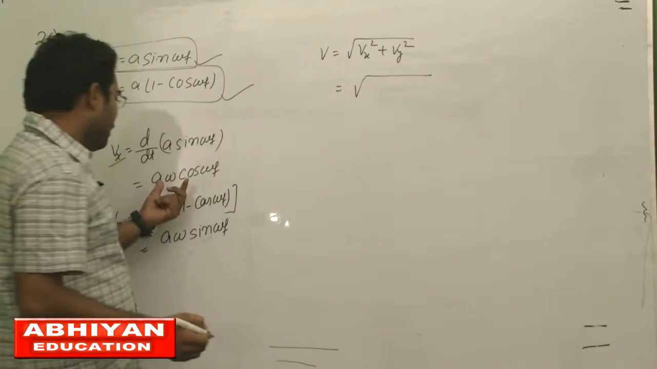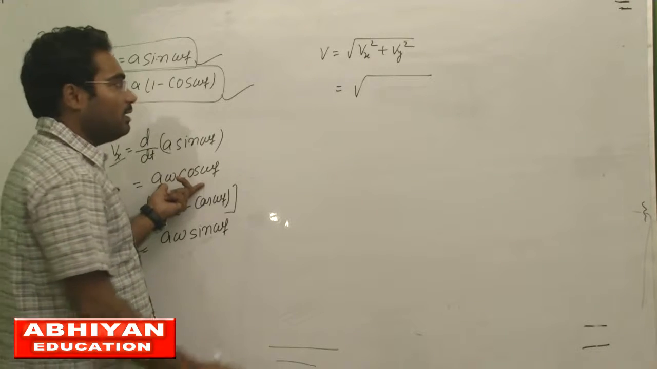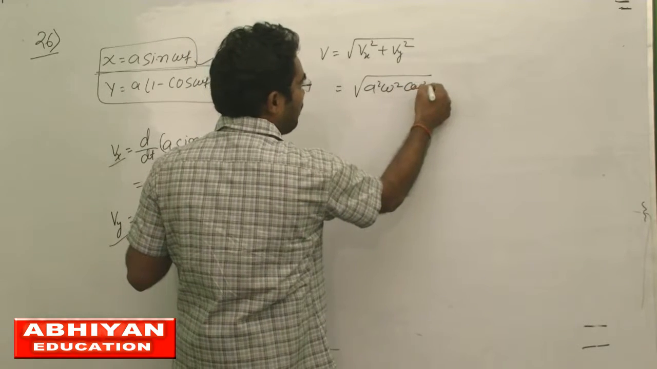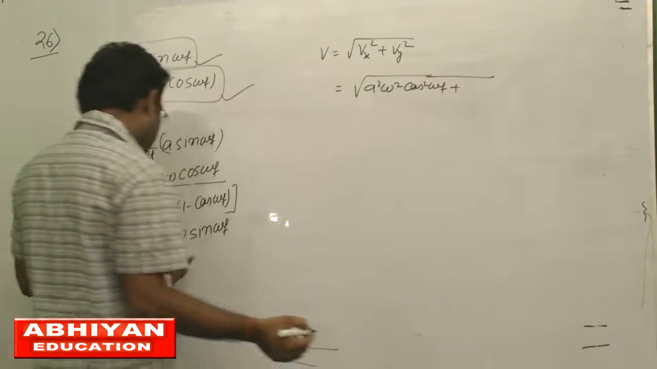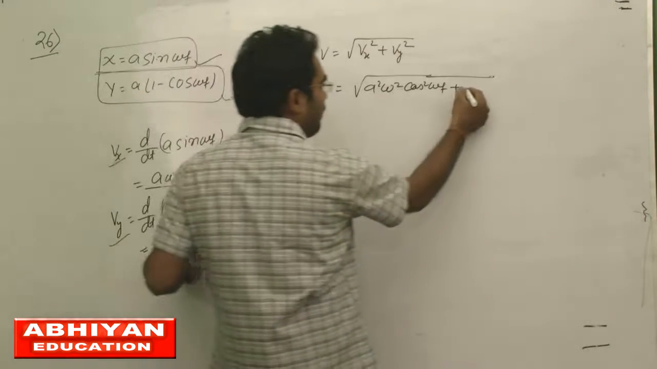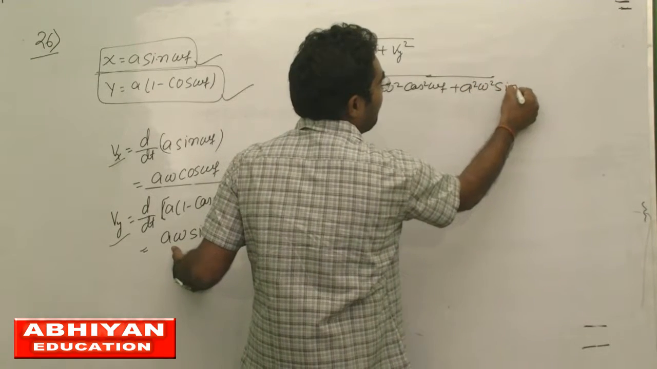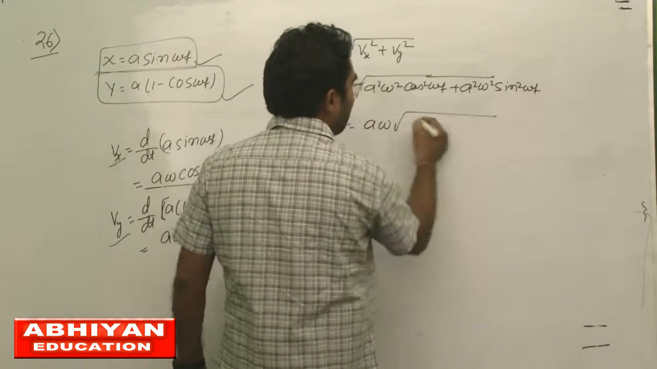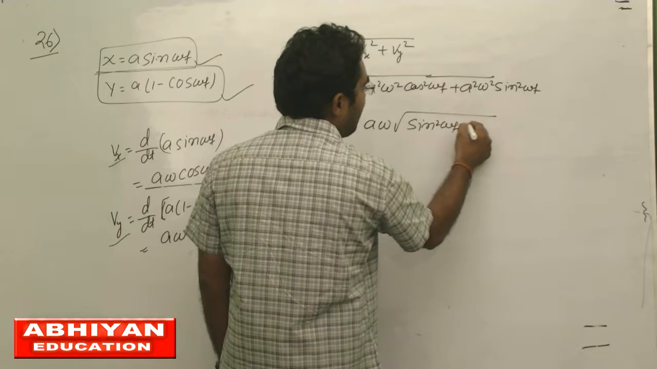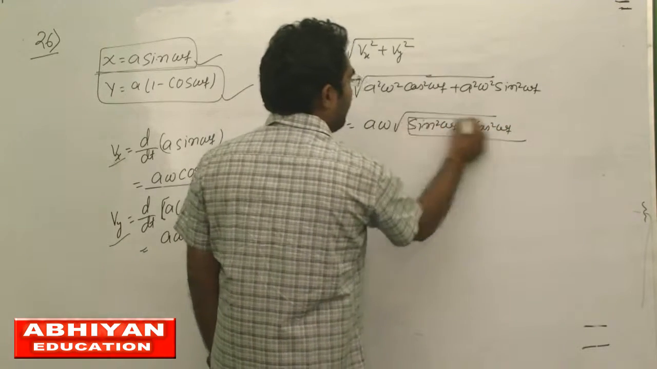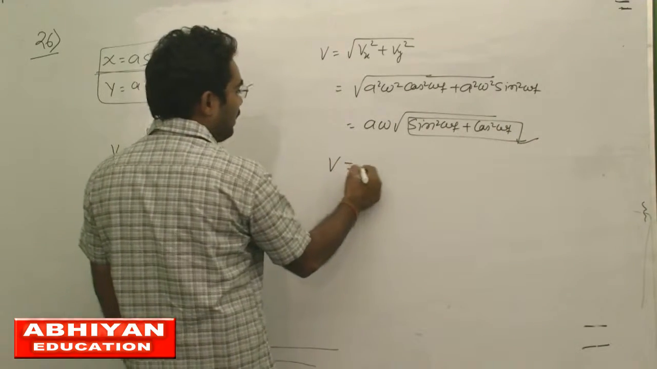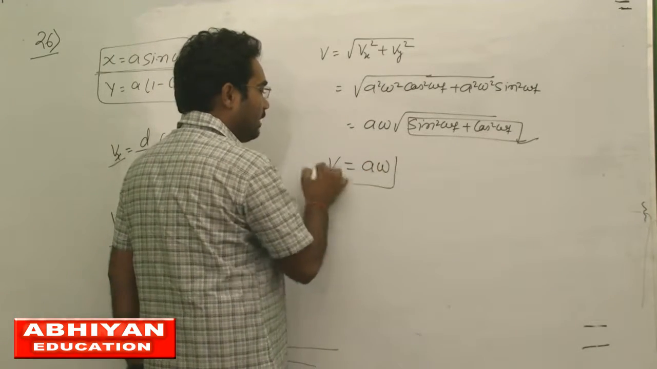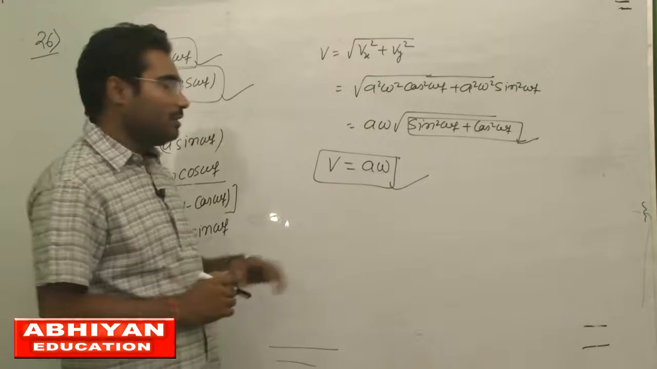What is the value of Vx? Vx equals a omega cos omega t. So the square of this is a squared omega squared cos squared omega t, plus Vy squared, which means a squared omega squared sin squared omega t. A omega should be common. So a omega root under sin squared omega t plus cos squared omega t, which equals 1. So the velocity or speed of the particle is given by a omega. This is the instantaneous velocity or instantaneous speed.